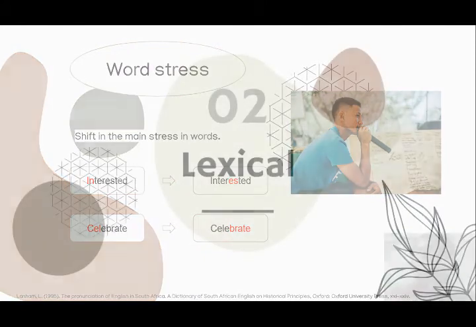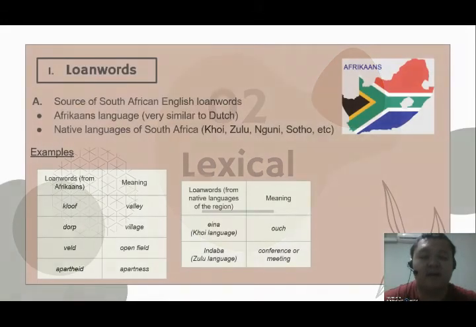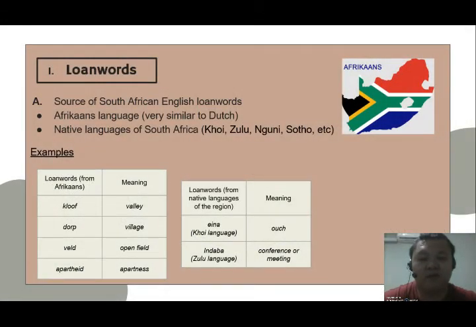Thank you. My name is Aaron Lau Hui Wei, and I'll be presenting the lexical features of South African English. In South African English, there are many words that are being borrowed from other languages spoken in South Africa. These languages include Afrikaans language and other native languages of the region like Khoi, Zulu, Nguni, Sotho, and many more.